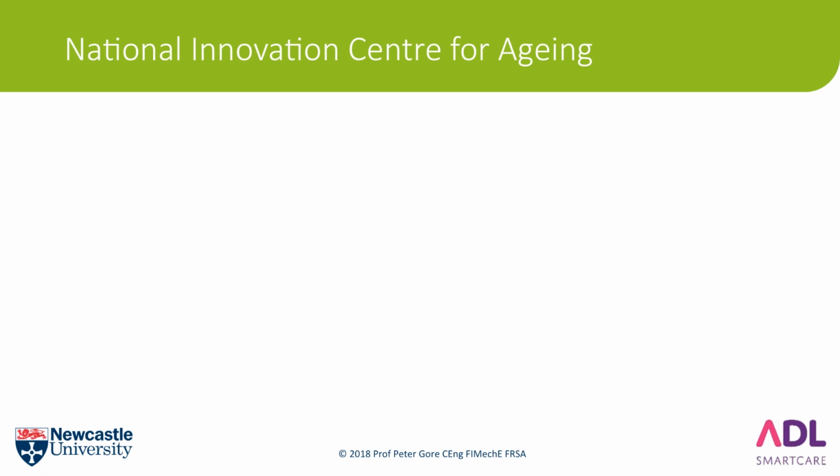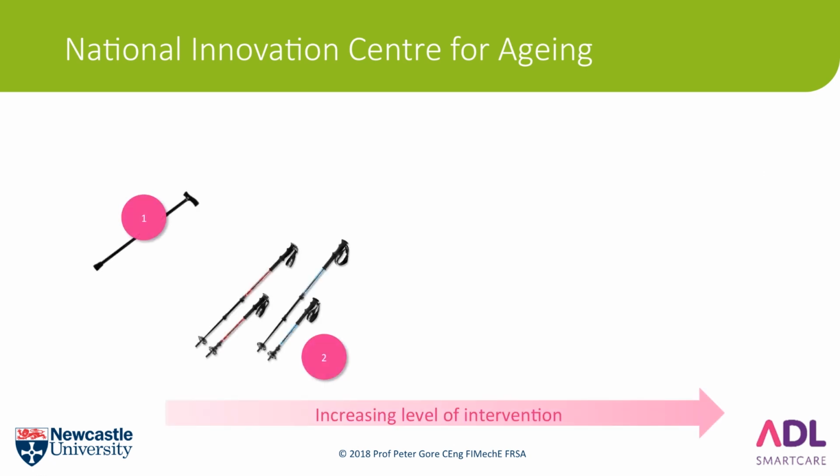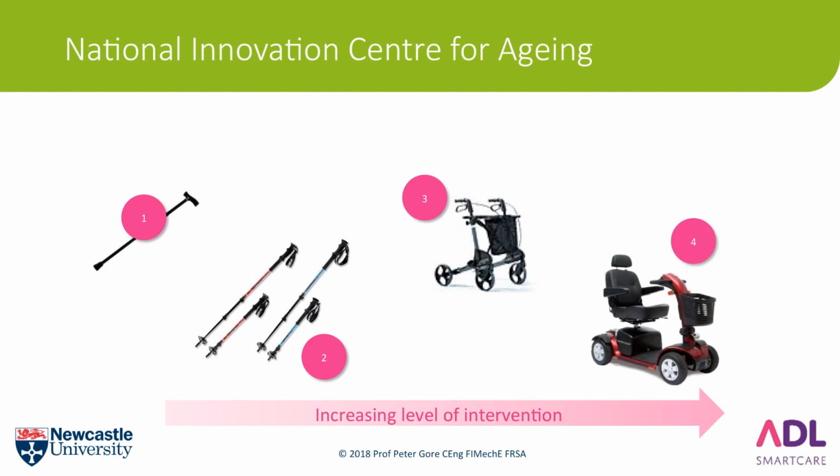So here's some traditional technology. We've got a walking stick, then you go for 2 walking sticks, then you go for a rollator, 4 wheels, not 3, because it's more stable. And then we have the scooter. It's really important that we don't introduce somebody to a scooter when all they need is a walking stick or a couple of walking sticks.